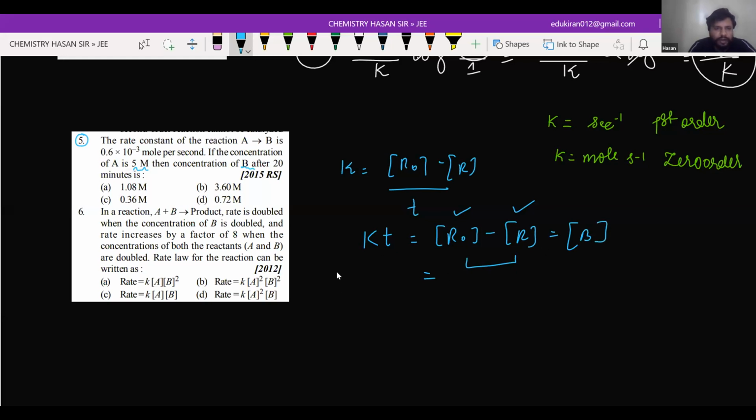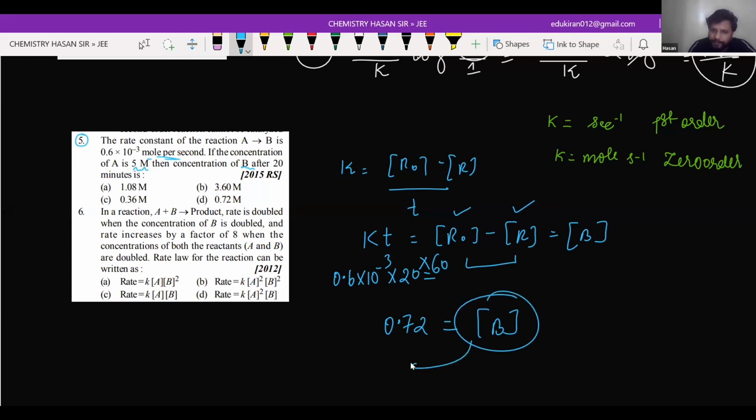Very simple. What is the value for this? 0.6 into 10 raised to the power minus 3. And what is this? 20. Since this is in seconds, you need to convert this into seconds. When you calculate it, you will get 0.72. This is the concentration of B that will be there. Or you can say change in concentration, initial concentration minus final concentration. Is that clear?